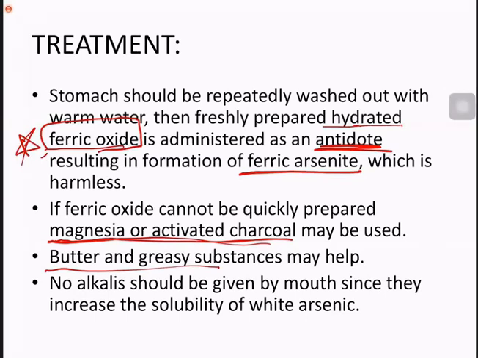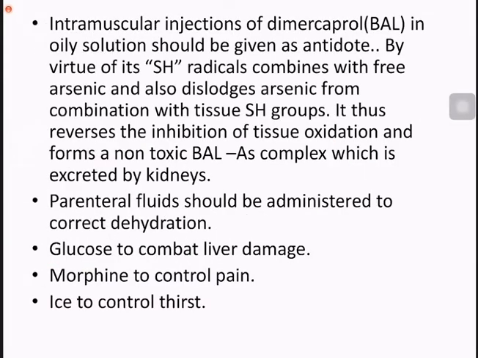No alkalis should be given as they increase the solubility of white arsenic. Okay, so absolutely no alkalis. Okay, now there's something called Caprol, which can be used as an antidote as well. Now, what does this Caprol do? It basically has some radicals that combine with arsenic and forms a complex that makes it less toxic. This complex can be easily excreted by the kidneys.